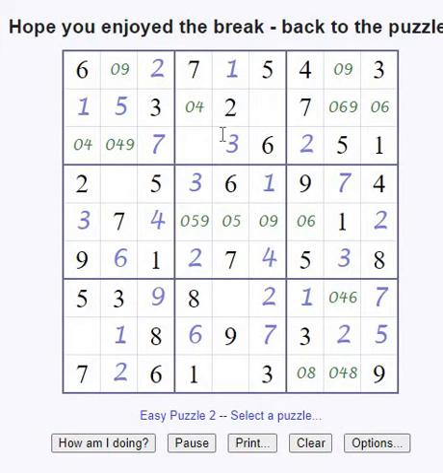So the only remaining place for 4 would be here, but not here because the 4's here can only be here or here, so it cannot be here. So this 4 must be here. So we have 4 at the left, at the right. So 4 must be here or here. So let's put a pencil mark for 4 here.